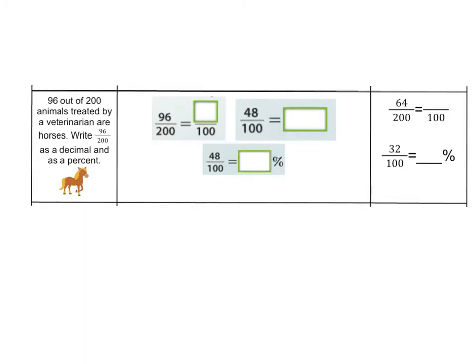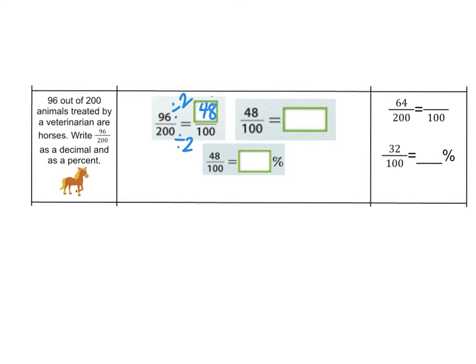96 out of 200 animals treated by a veterinarian are horses. Write 96 out of 200 as a decimal and a percent. So first thing we're going to do is simplify by dividing out the greatest common factor. So in this case, we're going to get to per 100. So we're going to divide by 2. So 200 divided by 2 got us to 100. And then when we take 96 divided by 2, we end up with 48.